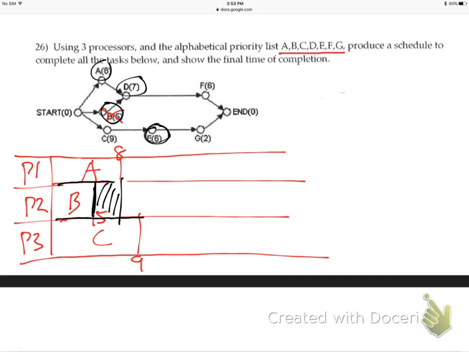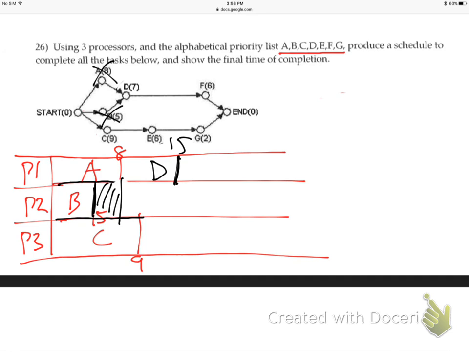So go up to 8 hours. At 8 hours, job A is done. Job B has already been done. C's not done yet, but A and B are done. Now, who goes first? Processor 1. What job's available? Only D. Now D is available, so give him D. It's a 7-hour job. Take him out to 15. 8 plus 7 is 15.